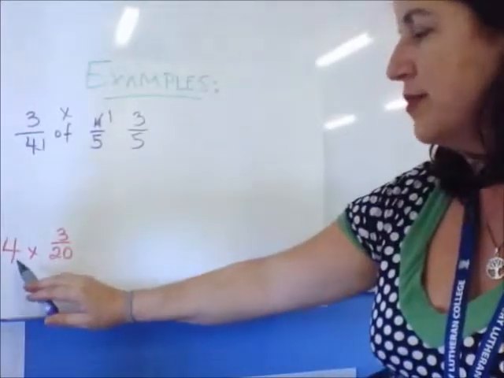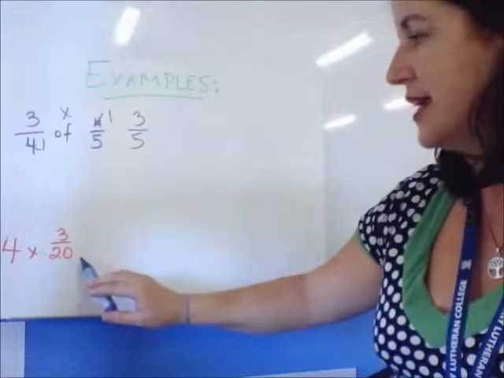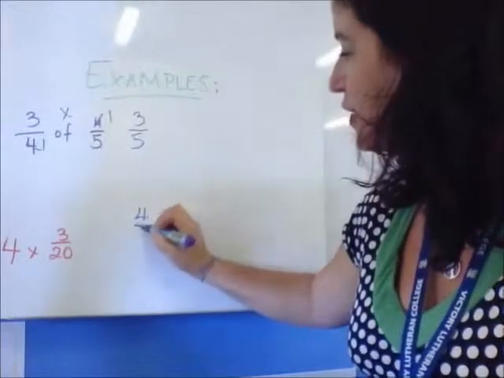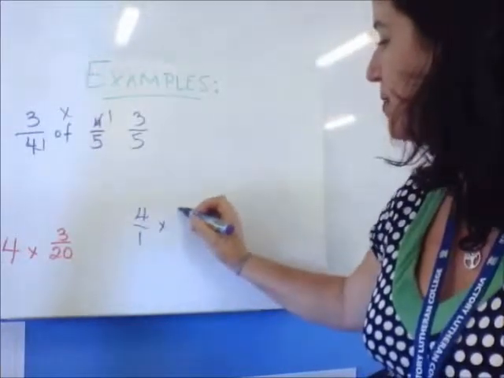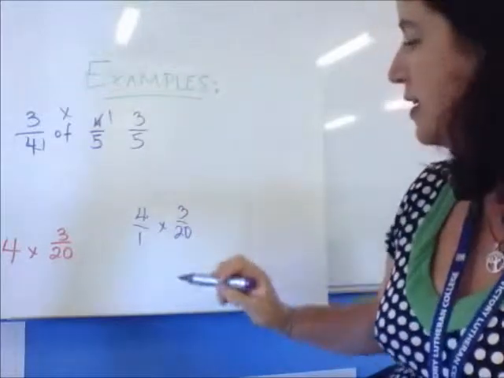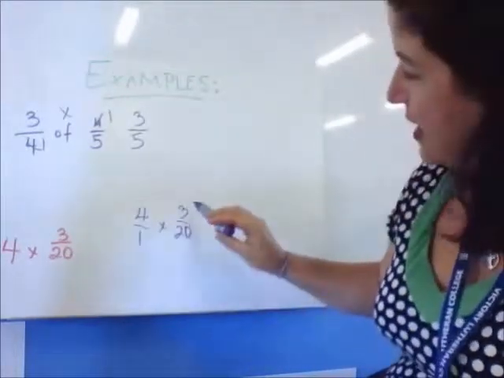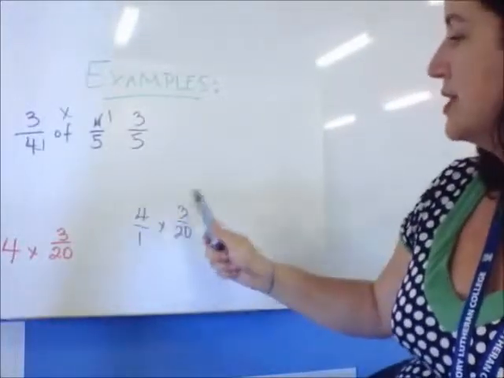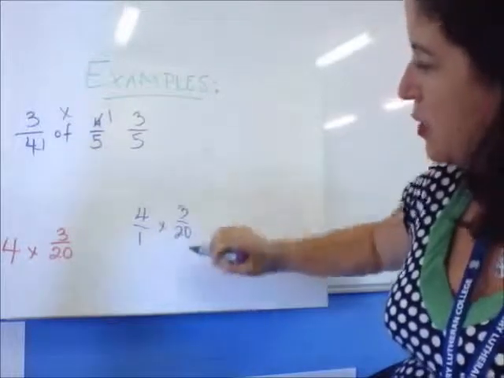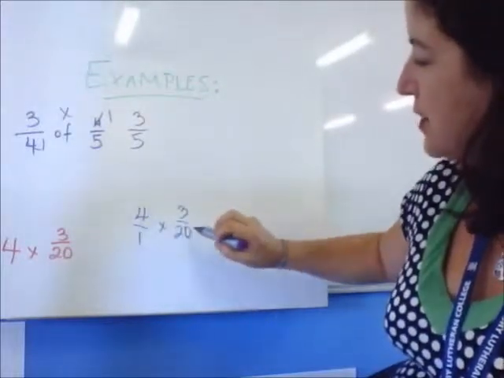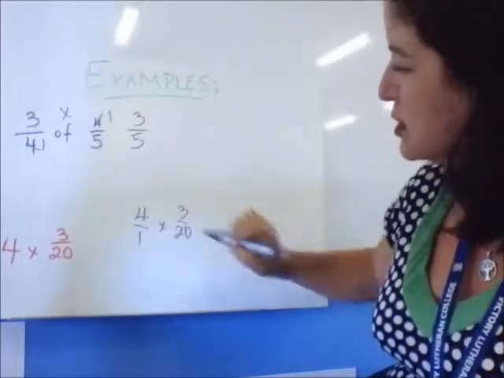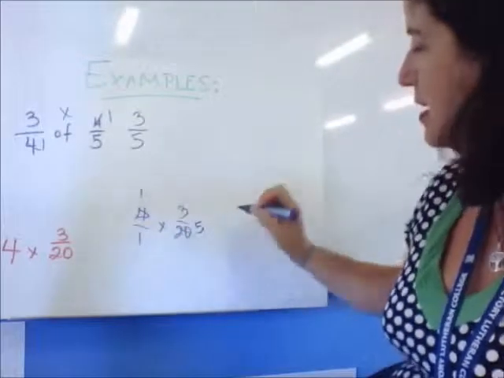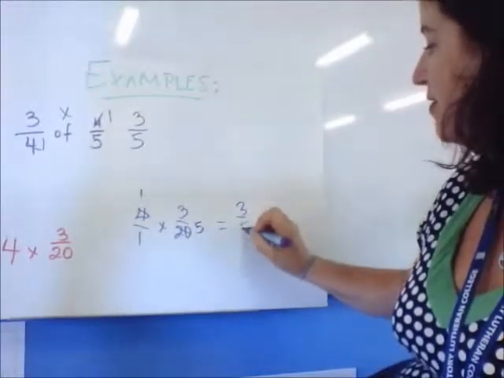Okay, let's try another example here. We've got 4 times 3/20. Well, remember, 4 is a whole number, so we convert it to a fraction just by putting it over 1. Then we're going to multiply it by 3/20. Now you can see that whilst 3/20 is as reduced as it can go, if we look across the two fractions in this problem, we can see that 4 is a factor of 20, or 20 is a multiple of 4, so we can reduce that. We can make that a 5, and we can make that a 1. And once again, we've got 3/5.